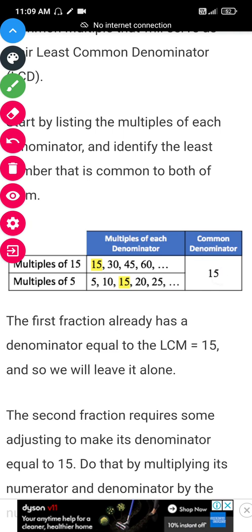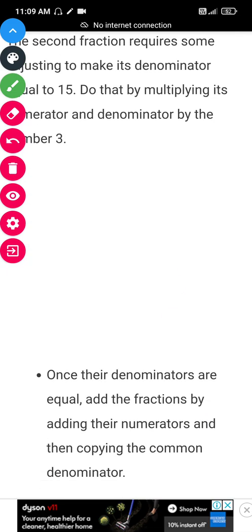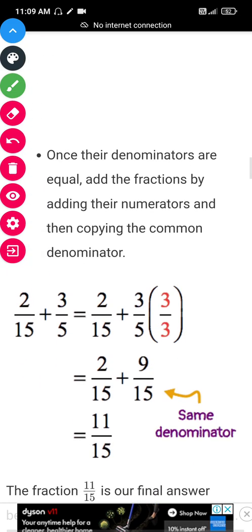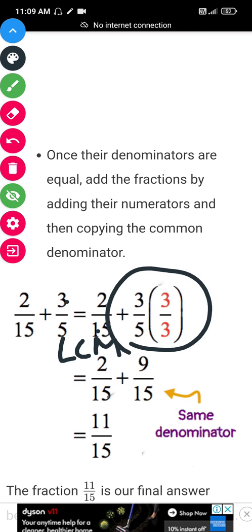So we need to make their denominators 15. Here 2 by 15 and 3 by 5 need to be added. 2 by 15 already has 15 in the denominator, but 3 by 5 doesn't have 15 in the denominator. So we will make 3 by 5 into 15ths. How will we make it 15? See here, in 3 by 5, we multiply 5 by 3, so we get 15. In the same way we will multiply the upside also. See, the number which we multiply down, we must multiply up.